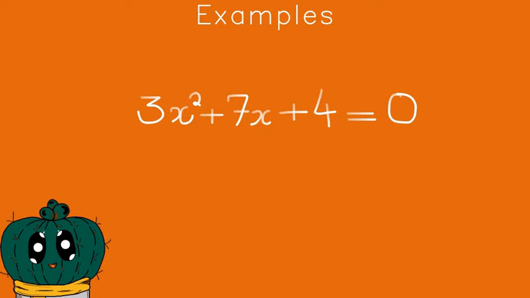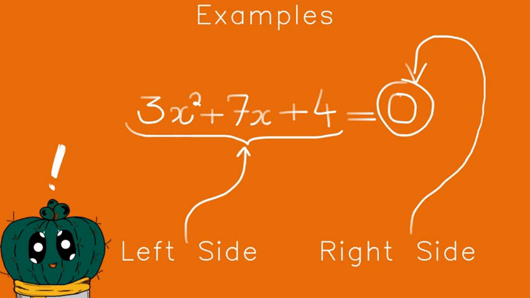So let's find the left hand side and right hand side in a few examples. Let's say we have the following equation: 3x squared plus 7x plus 4. What are the left hand side and right hand side here? First, figure out where the equality sign is. Once you find it, everything on the right is the right side, and everything on the left is the left side.